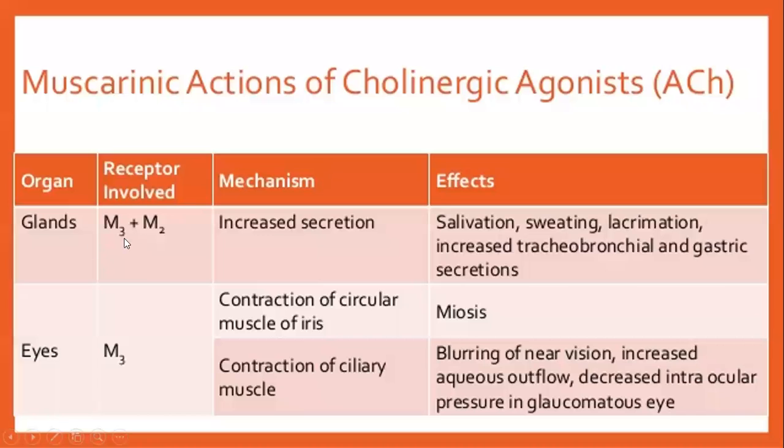And the next thing is glands. It is also present in glands. M3 and M2 both are present in glands. So the effect is salivation, sweating, lacrimation, tracheobronchial secretion, and gastric secretion. All gland secretions increase. Gastric gland secretions increase because this secretion effect is mediated mainly by M3 receptors. A few M2 receptors are also present, but this secretion effect is mediated only by M3 receptors.